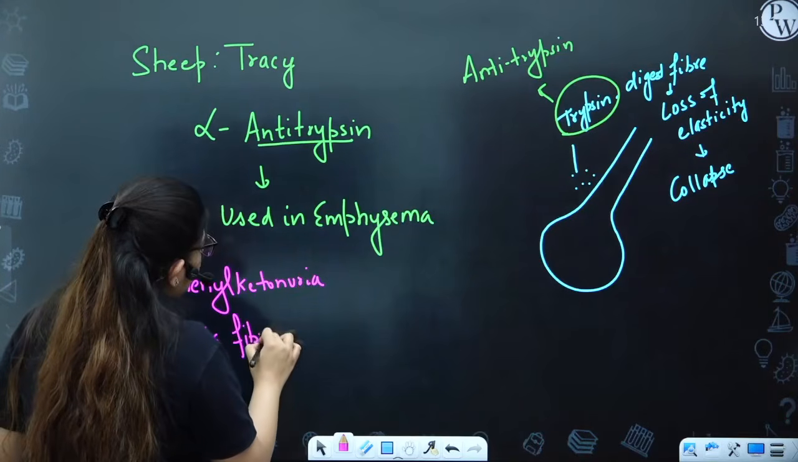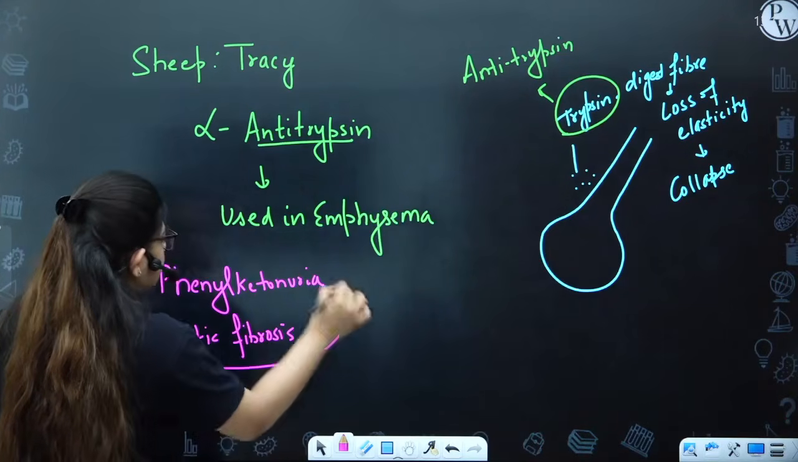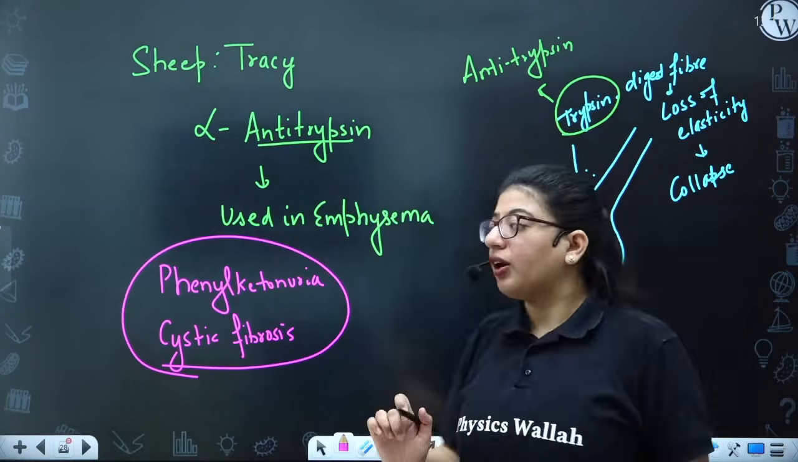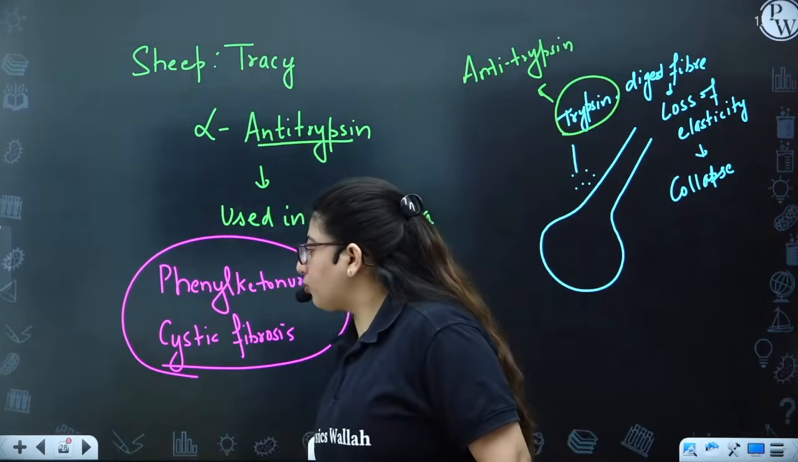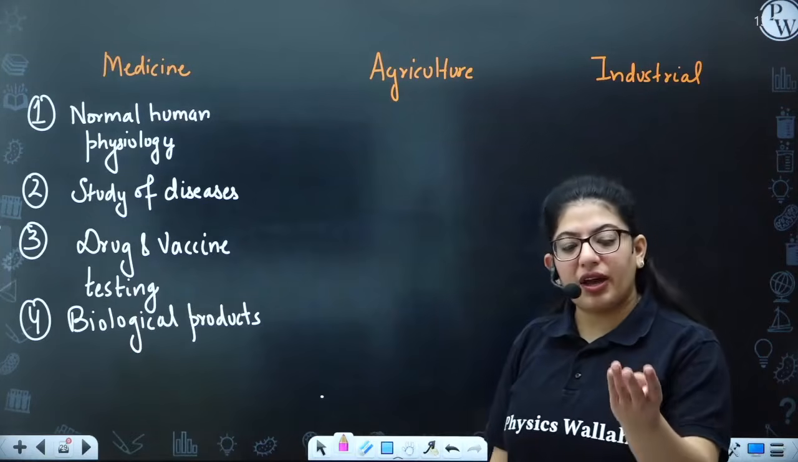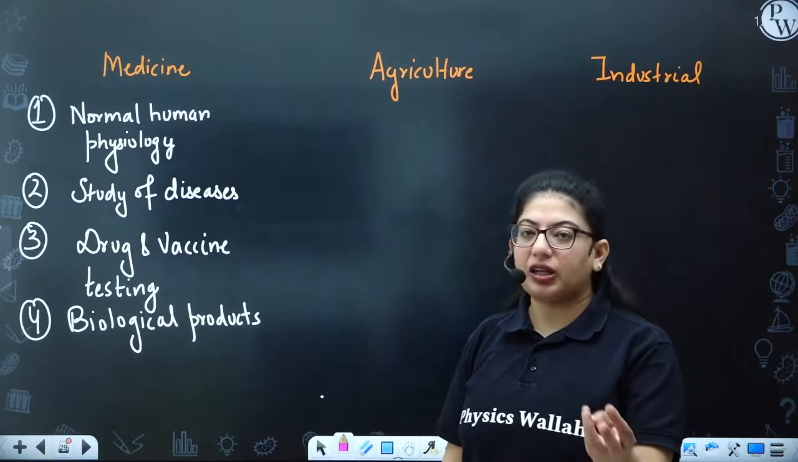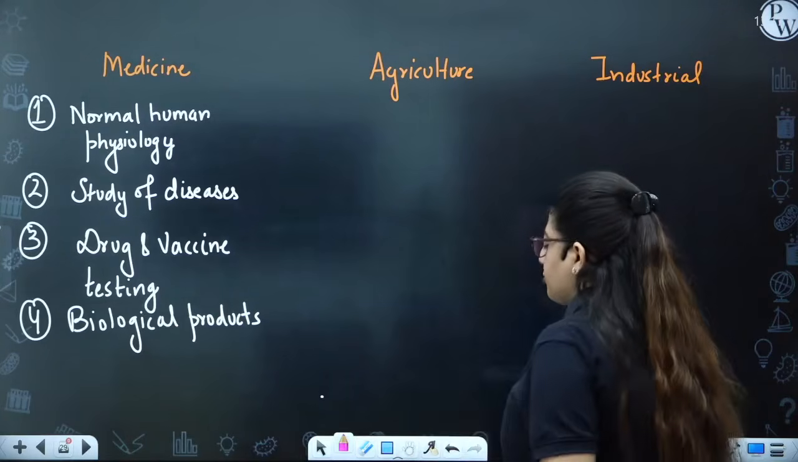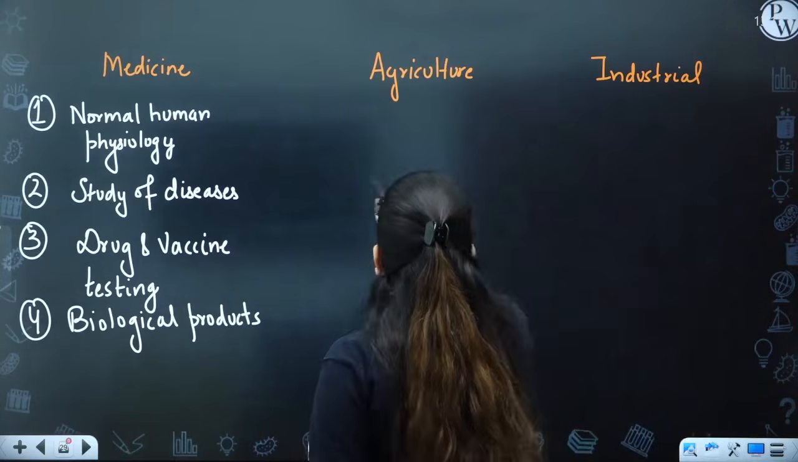So we have also made the transgenic animals for these diseases as well, apart from the emphysema. Okay, all right. So now you got to know about the biological products. One, we have made the milk rich in protein. Another, we have made the alpha antitrypsin. What about the agriculture?